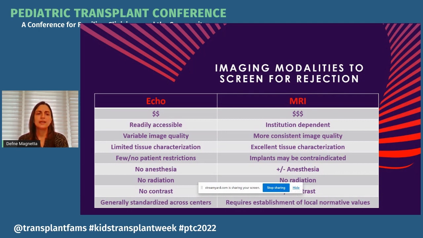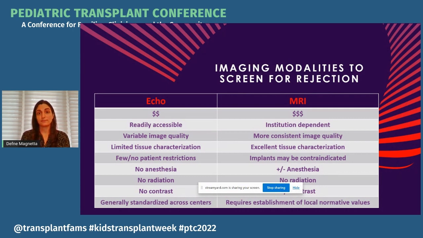And then finally, echo is something that has been pretty well established between institutions, has pretty standardized ways of performing measurements, and we often use these normalized values between institutions, so we are always able to compare things. MRI is a little bit more variable between institutions, with different protocols, and the normative values are still being established in some populations, so that's something that also may be a limitation.